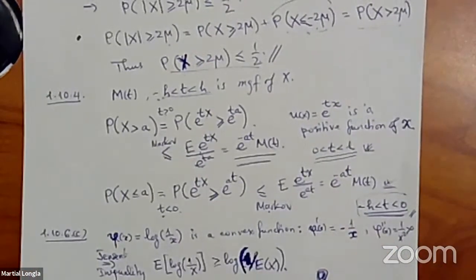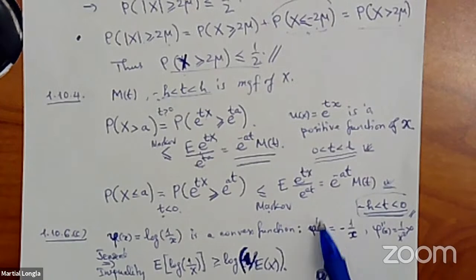All right, now the last one was the easiest of all. You got phi of x equals log of 1 over x is a convex function. Why is that? Derivative is negative 1 over x. The second derivative is 1 over x squared, which is positive. So we're fine. And therefore, by Jensen's inequality, the expected value of the log of 1 over x is larger than or equal to log of 1 over expected value of x.